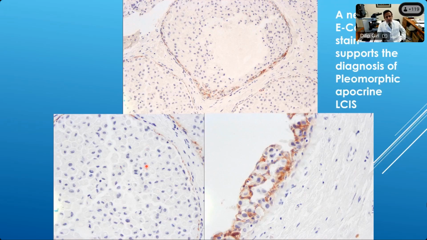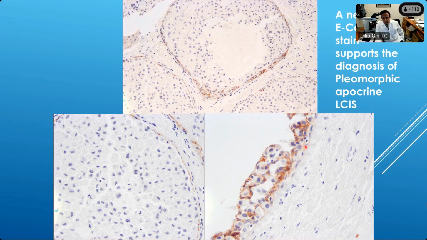If this was a focus of DCIS, then the E-cadherin stain would have shown you very strong membranous staining of individual neoplastic cells. So here, as you can see, these neoplastic cells that are infiltrating the duct are negative, but the resident ductal cells are staining with E-cadherin. So there's a nice inbuilt internal control for this particular stain.